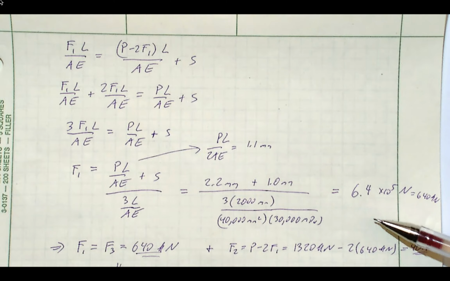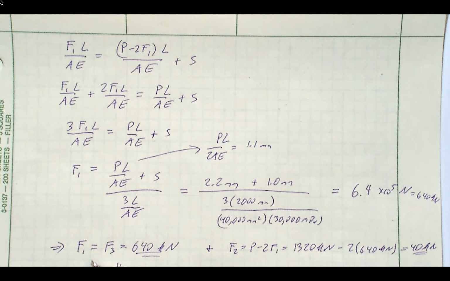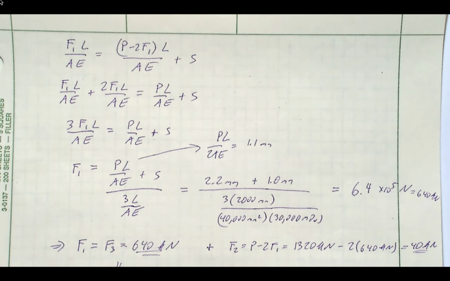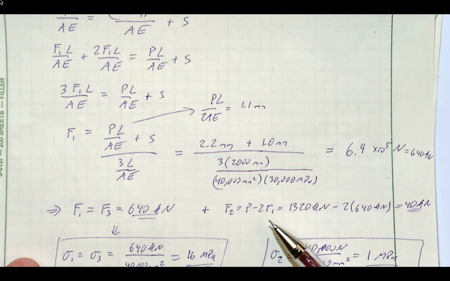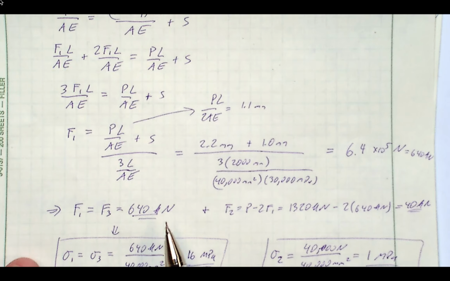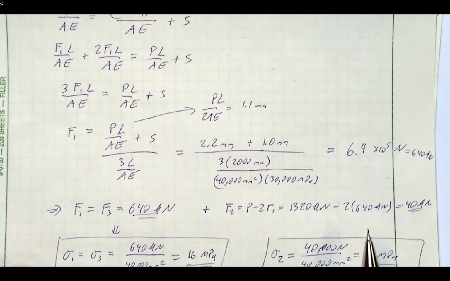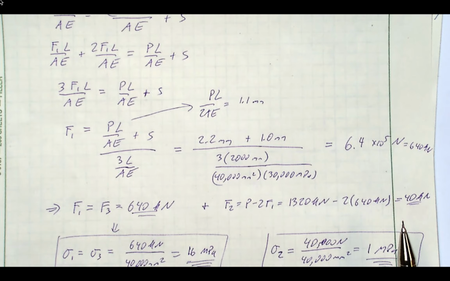Just plug everything in, and we get that the force in member 1, which again is the same as the force in member 3, is 640 kilonewtons. We then go back to that relationship between F2 and F1, which comes out of equilibrium. Now we know F1, we just solve for F2 to be 40 kilonewtons. And this makes sense. This had better be a lot less than F1, because member 1 has been deforming a lot more. It's only that last extra 0.1 millimeters where we're getting some internal force in 2, and therefore an associated stress.